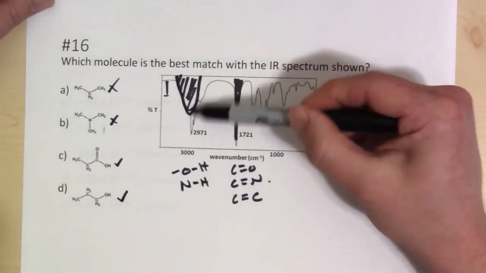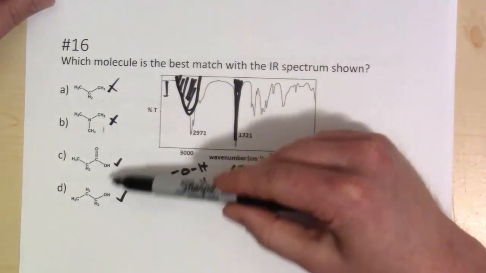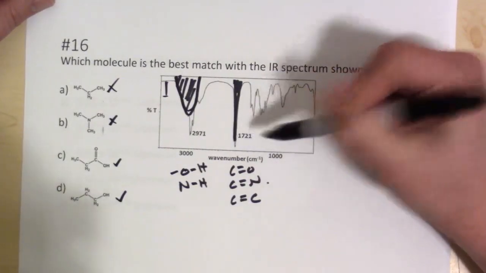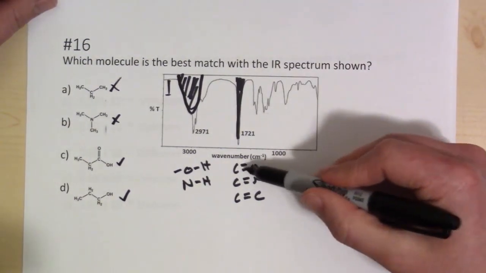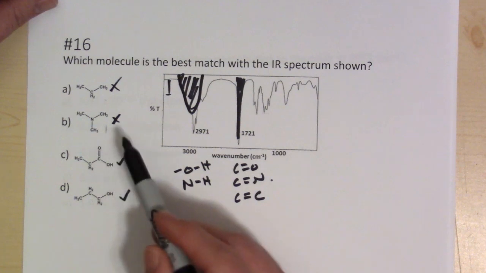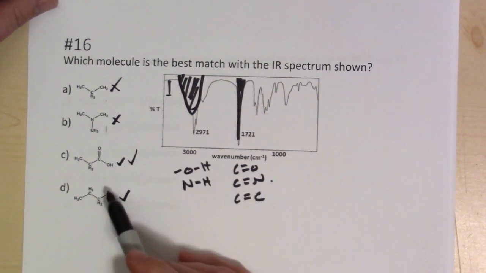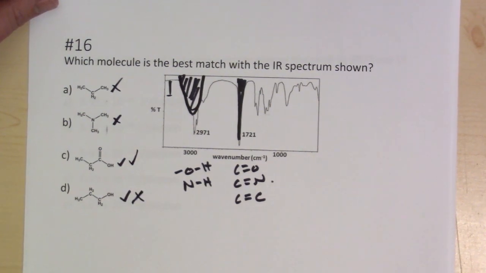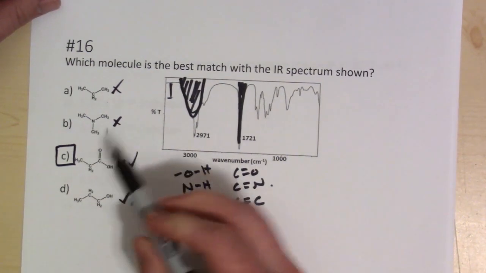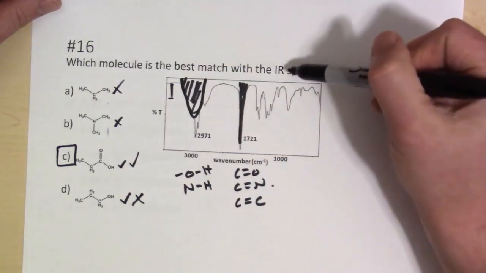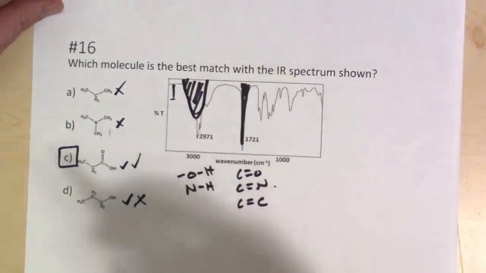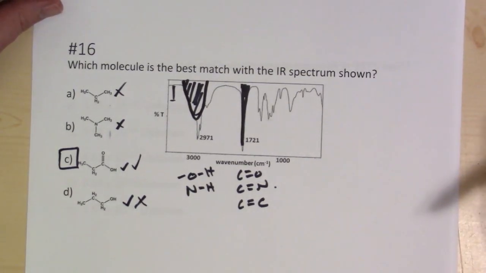So for this broad OH or NH peak, we now know that it's an OH, and it could be from either C or D. But we also see that there's this sharp peak at 1721. That's going to come from carbon double bonded to oxygen, nitrogen, or carbon. Looking at each of these two, we see that only C has a double bond between carbon and oxygen, where this propanol molecule does not have any double bonds. So here our answer is going to be this carboxylic acid, which has an OH corresponding to this broad stretching region in the IR spectrum, and this C double bond O, which corresponds to this sharp peak around 1721. So C matches best with this shown spectrum.